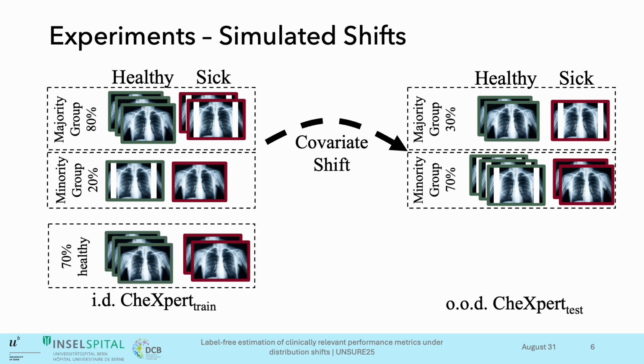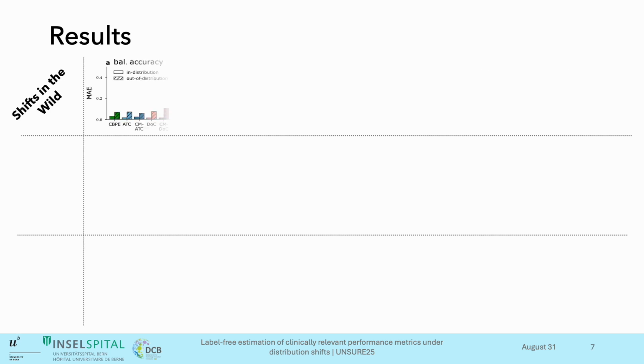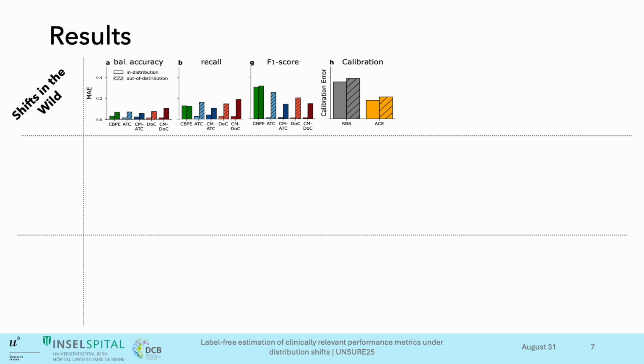Finally, to isolate prevalence shift, we resampled the test set to achieve a different ratio of sick to healthy patients than in the training set. And for both simulated experiments, we evaluated how the different methods performed across varying shift strengths. The results show 3 metrics: the prevalence-independent balanced accuracy and recall, and the prevalence-dependent F1 score. Calibration error is shown as root Brier score and adaptive calibration error. Hatched bars indicate out-of-distribution results, solid bars in-distribution.